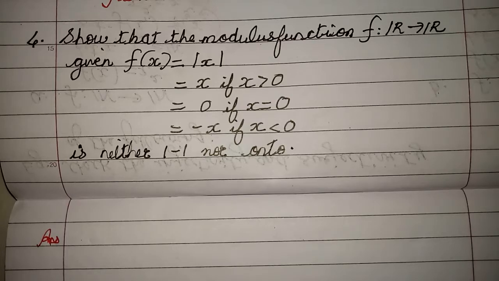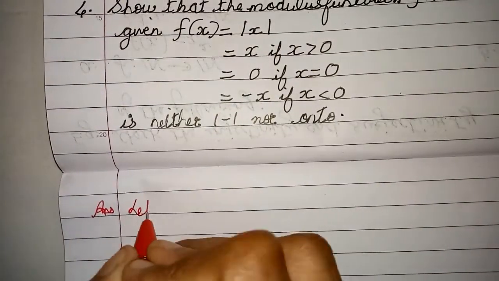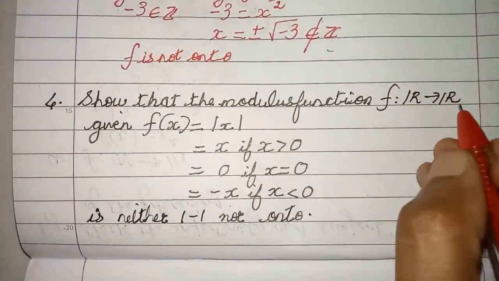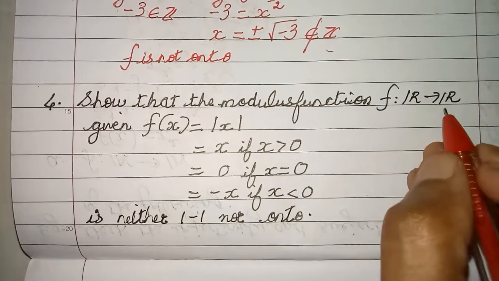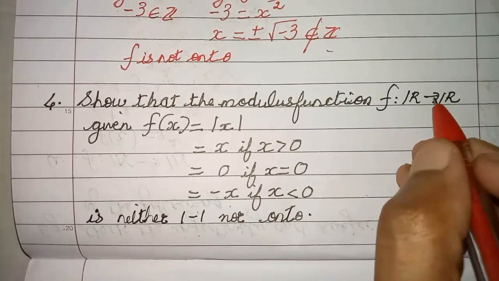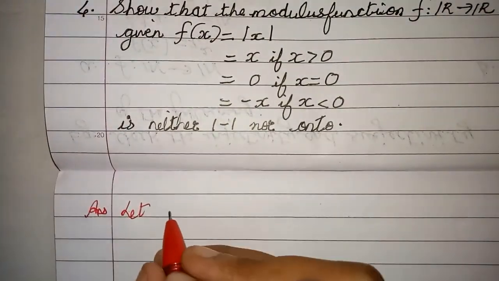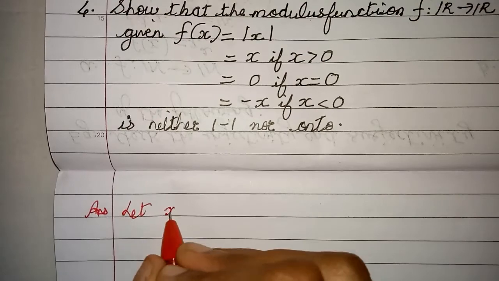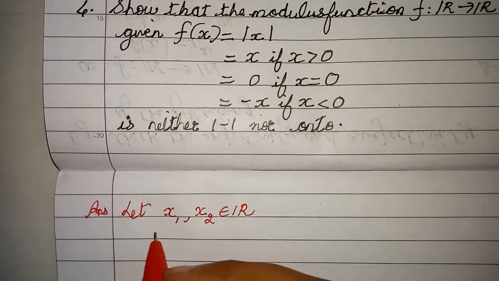If you look at the definition, x when x is greater than 0, and when x is less than 0 it is minus of x, so again it will be positive. Anyhow, let us do it officially. Let f be from R to R. This morning we have seen that when the domain and the codomain are subsets of the real numbers, it is a real valued function. So I'm going to start with: let x1, x2 belong to R. I'm going to use the counter example method.